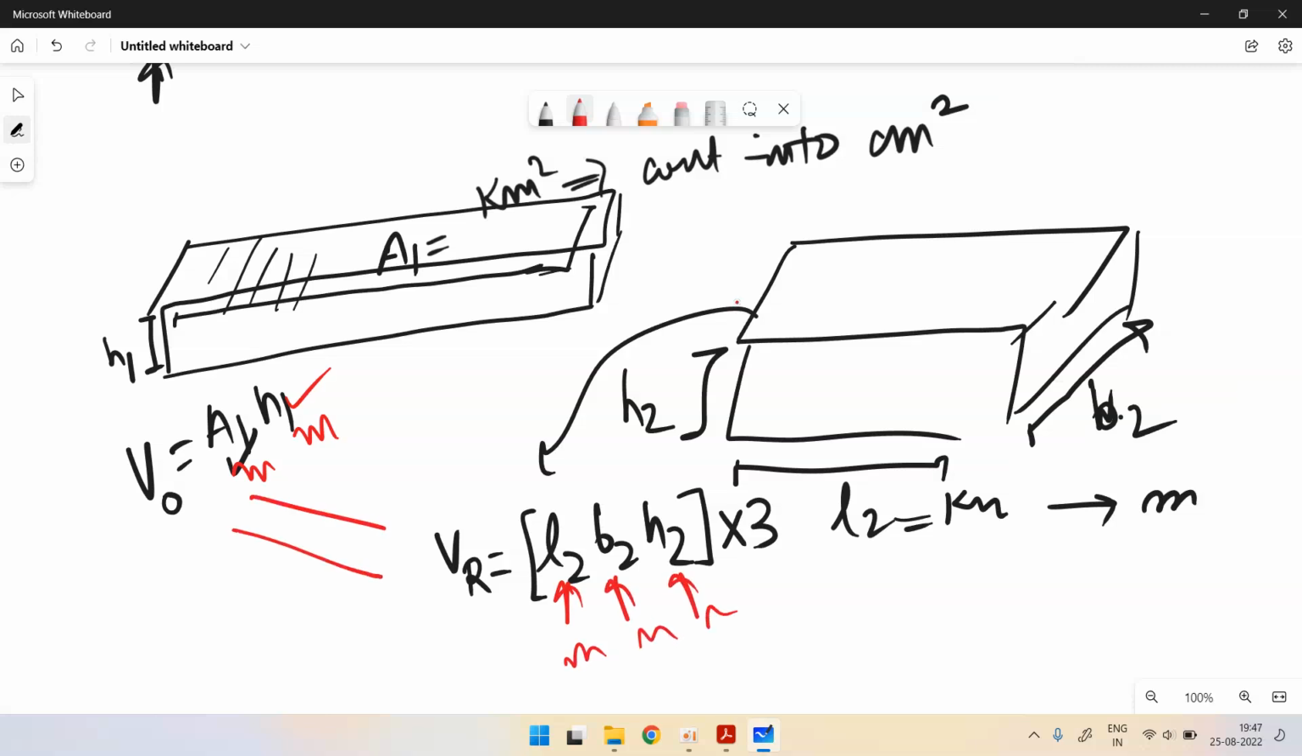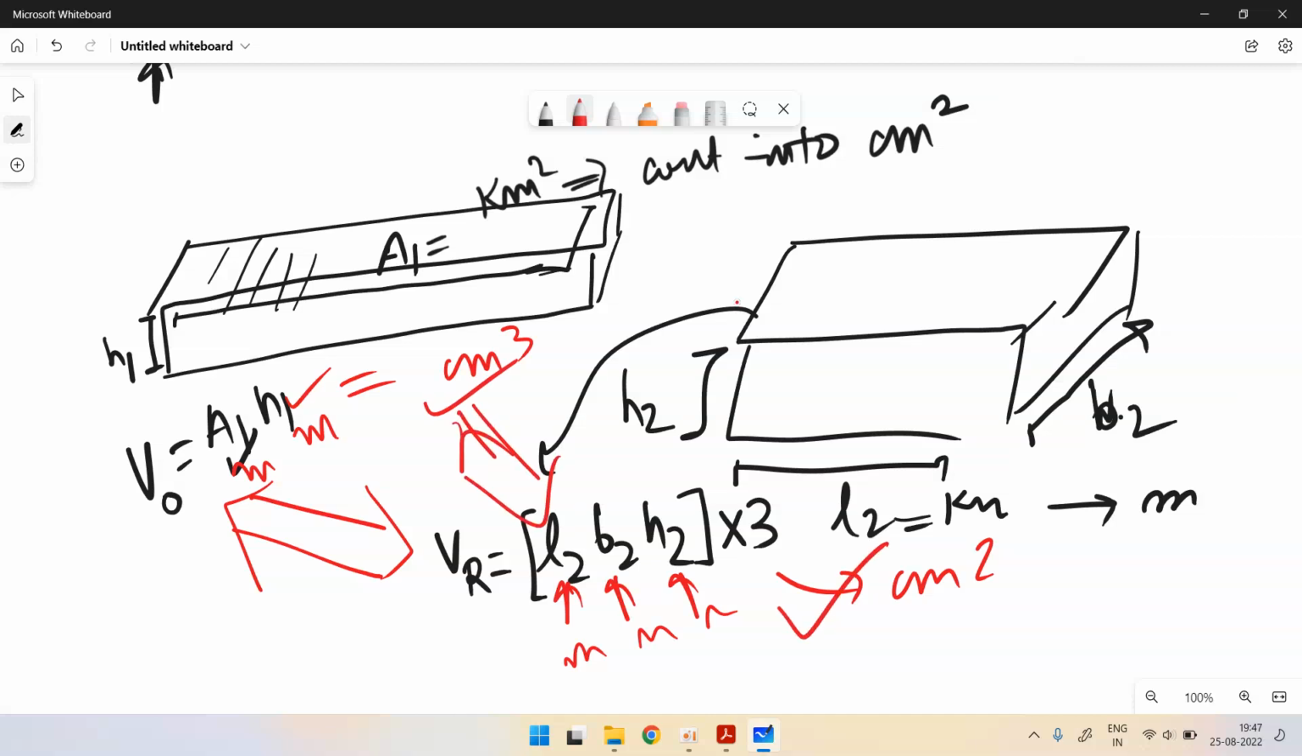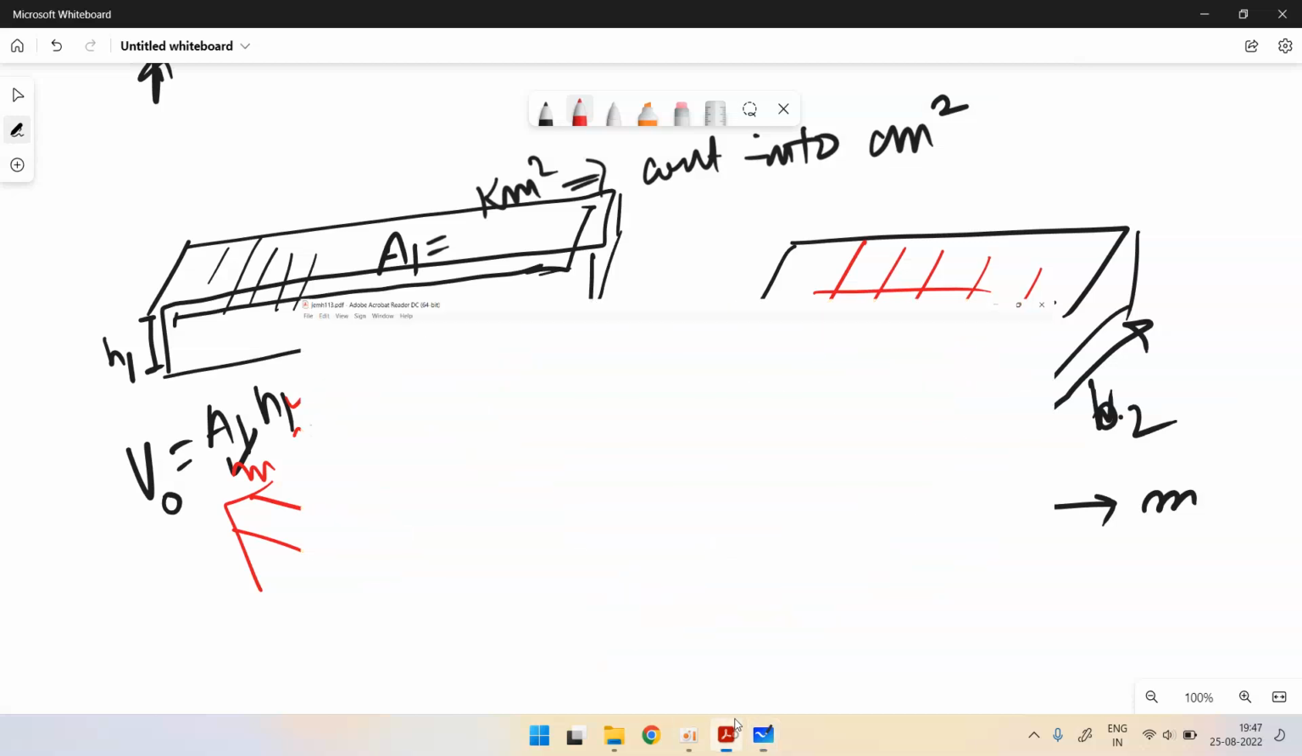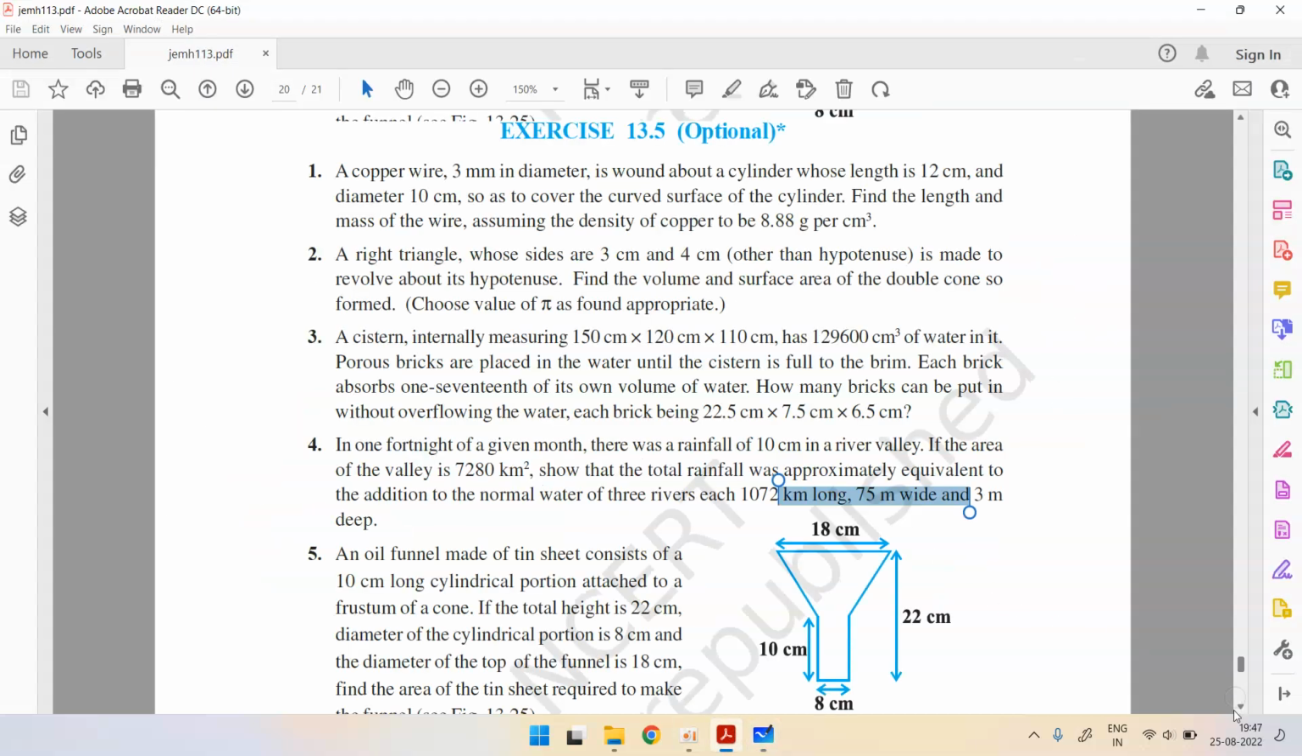Now since you have to show this is equivalent, if you calculate this, this will be in centimeter cube, and this will also come out in centimeter cube. This will come out to be this. So you can say that the equivalent rainfall will be equal to the addition of these 3 rivers. Solve this and get the answer.